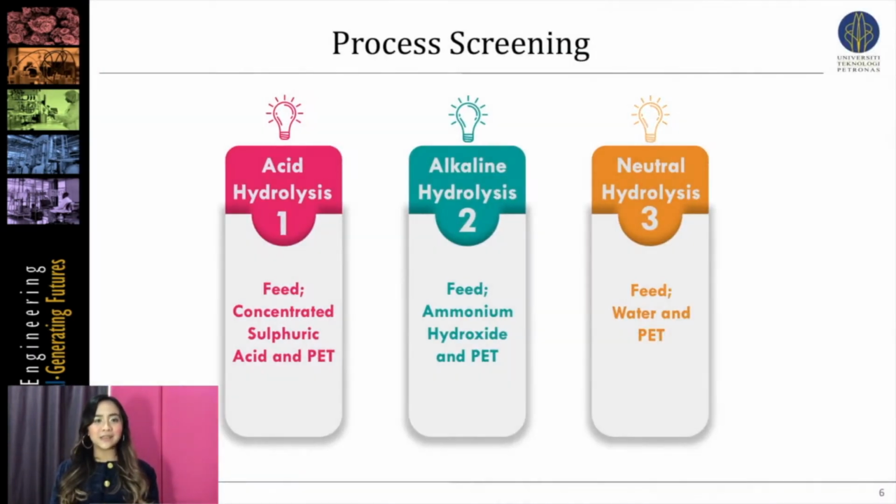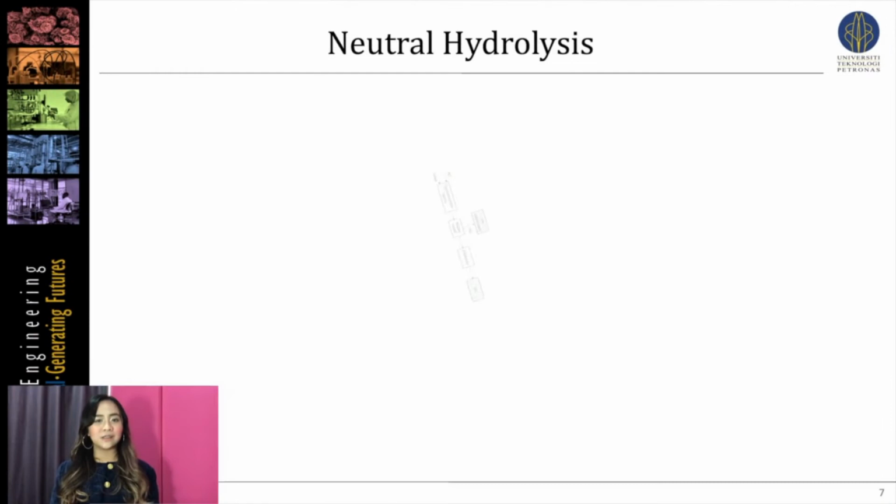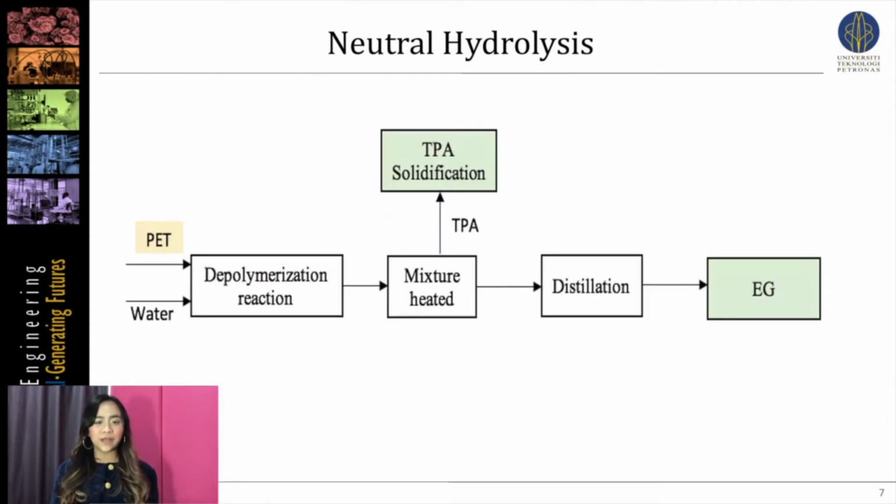Thirdly, I will discuss about neutral hydrolysis. So, this is the block diagram. So, firstly, the reactor containing mixture of PET and water are reacted in an elevated temperature and pressure. The reacted mixture will then form a solid portion of TPA and liquid portion of EG after cool down. The EG is then recovered through distillation and the solid TPA is recovered through heating at higher temperature with steam.